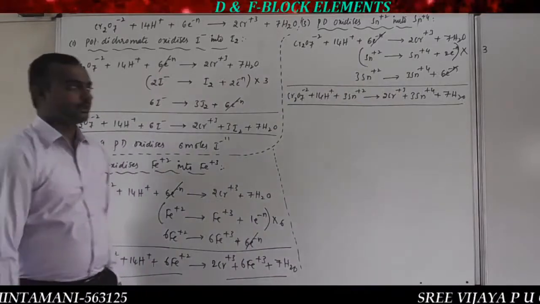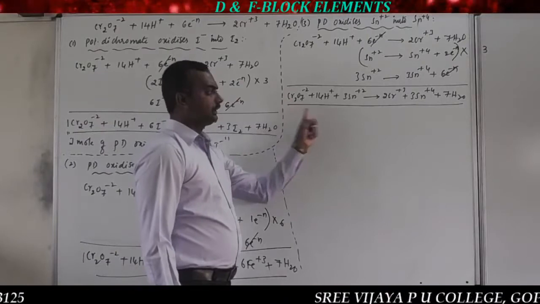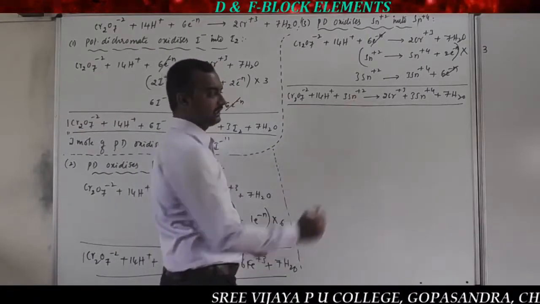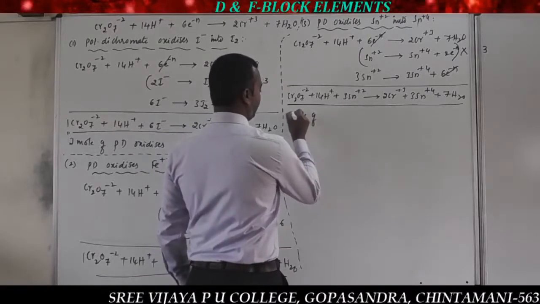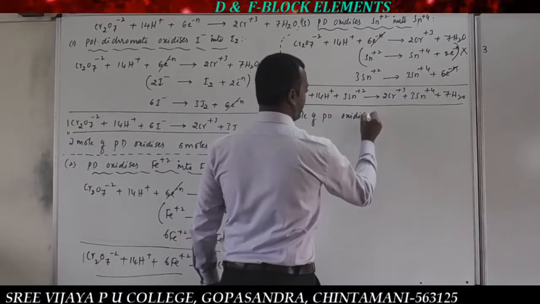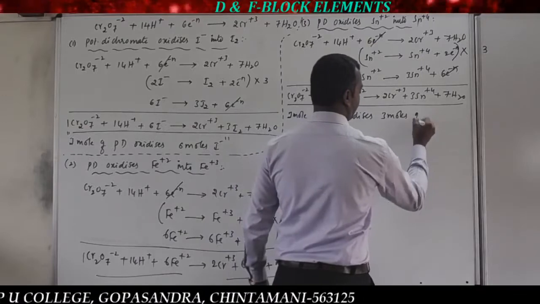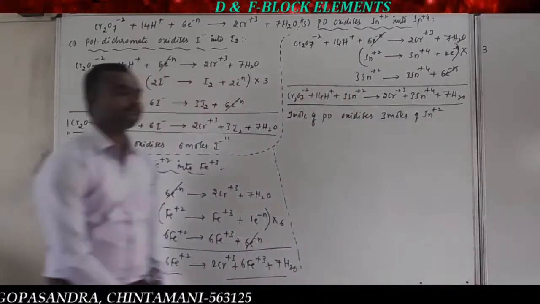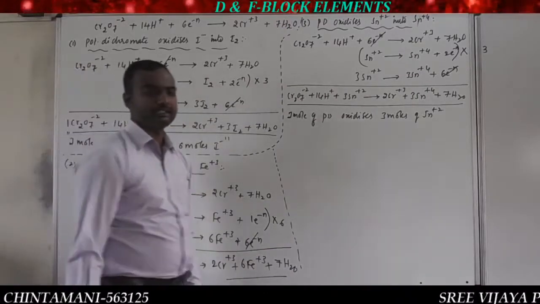So from this equation we can say 1 mole of potassium dichromate is there. How many moles of stannous get oxidized? 3 moles of stannous get oxidized. So therefore the statement is: 1 mole of potassium dichromate oxidizes 3 moles of stannous. So that is the oxidation of stannous into stannic.